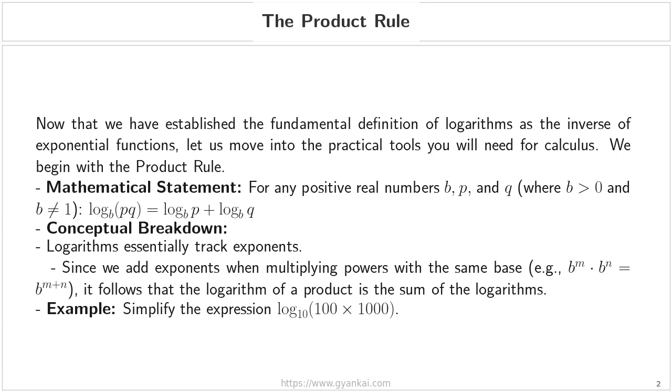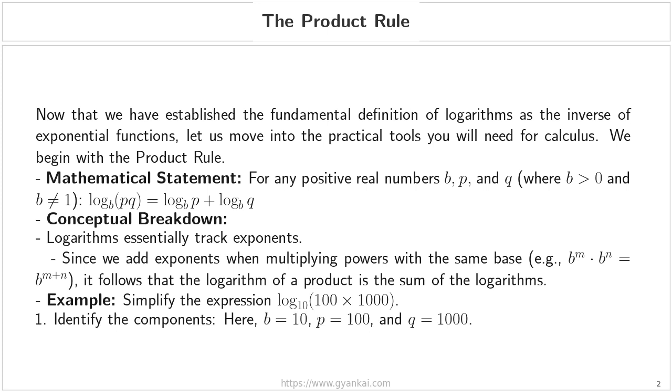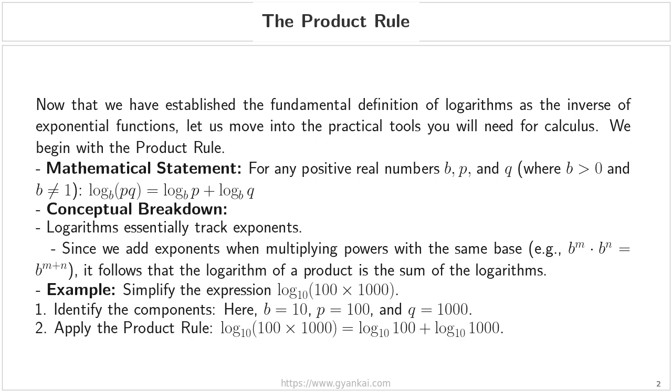Suppose we want to simplify the expression log base 10 of 100 times 1000. First, let us identify our components. In this case, our base b is 10, our first value p is 100, and our second value q is 1000. Next, we apply the product rule. Instead of multiplying the numbers first, we can split them apart. The expression becomes log base 10 of 100 plus log base 10 of 1000.